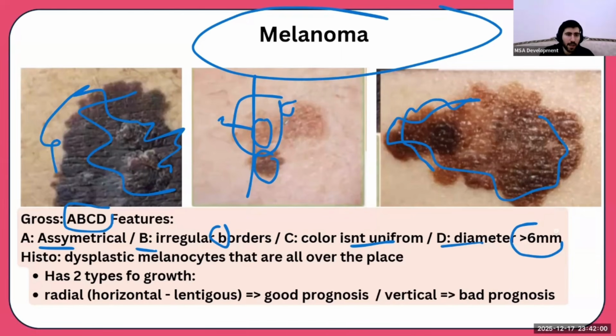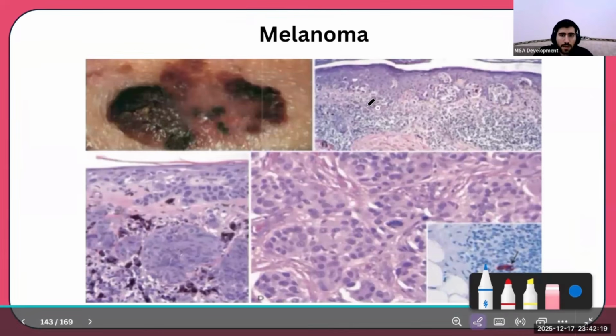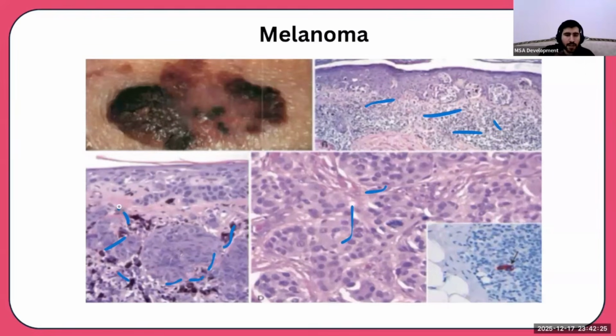Okay? So melanoma is neoplastic proliferation of melanocytes that goes down. It has the ABCD features. A is asymmetry, B irregular border, C is color is not uniform, and D is diameter more than 6 millimeter. Okay? In histology, it's dysplastic melanocytes that are all over the place. As you can see here, melanocytes all over the place. Dermis, epidermis, deep dermis, everywhere.